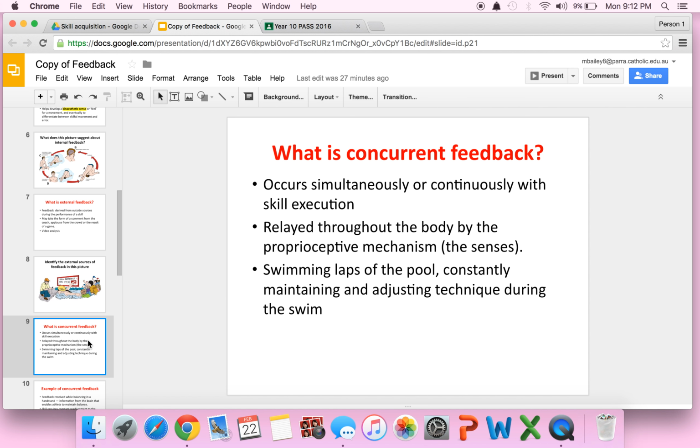Moving on to concurrent feedback. Concurrent feedback is feedback received during the performance. It occurs simultaneously or continuously with skill execution. It is relayed throughout the body by the proprioceptive mechanisms, or the senses.